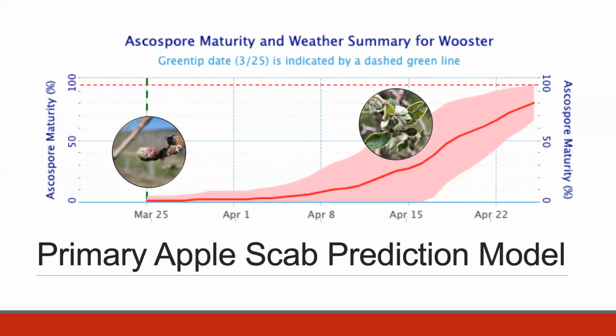So in 2019, by around April 24th, if we look at the end of this red line here, you can see that about 80% of the spores were predicted to have been released.